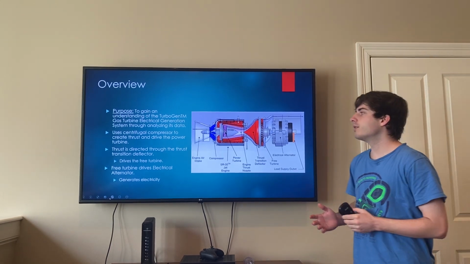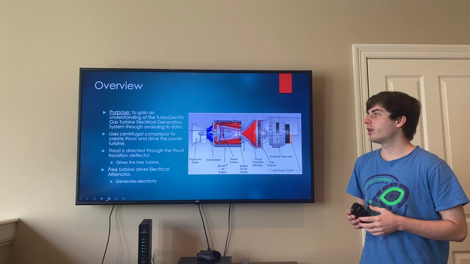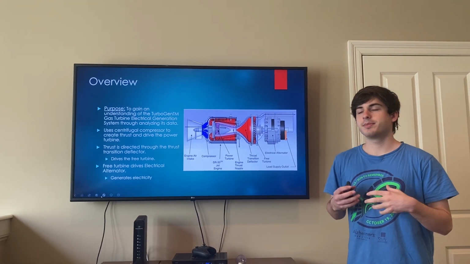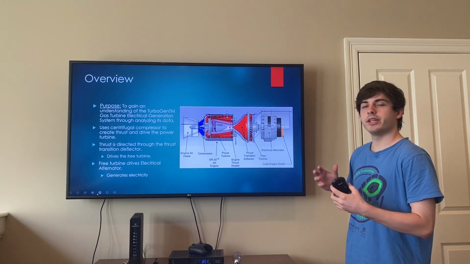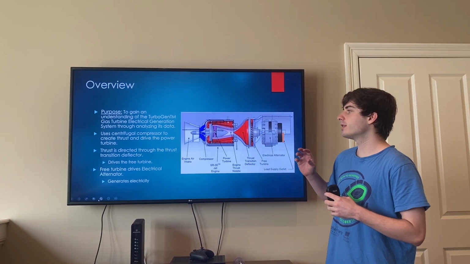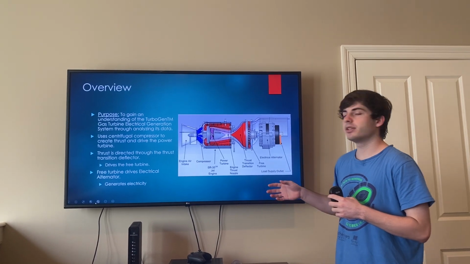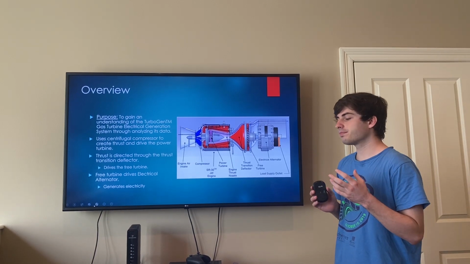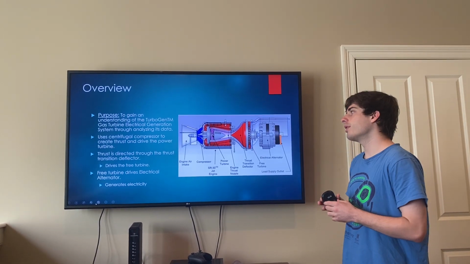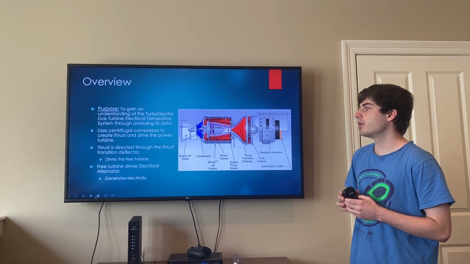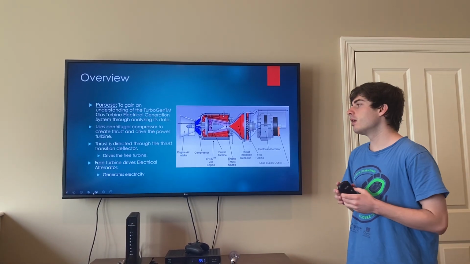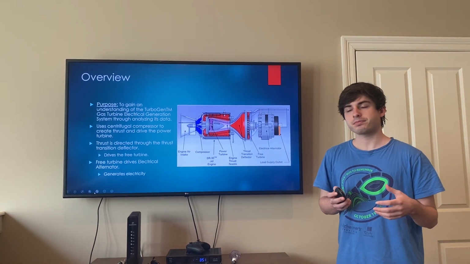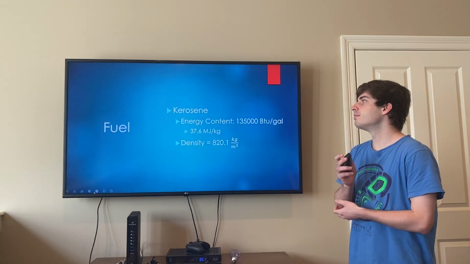We have a centrifugal compressor to create thrust and drive the power turbine. This takes our fuel source and our air and spins it really fast, which causes an increase in pressure. This thrust is directed through the thrust transition deflector. Now some jet engines don't have this, and this would normally be where the thrust would be the propelling force. However, this turbine uses a transition deflector which drives a free turbine, which is an extra turbine. This free turbine drives an electrical alternator which generates electricity, and this is what makes our system unique.